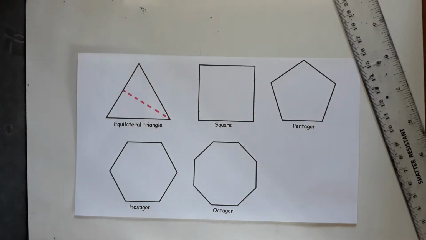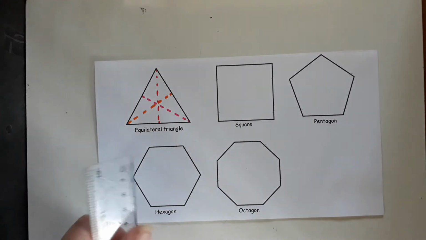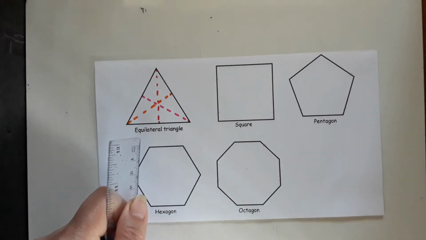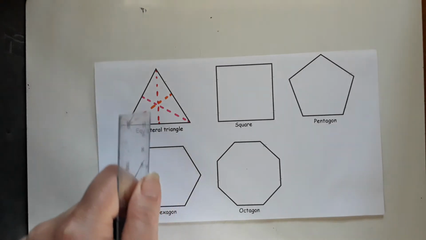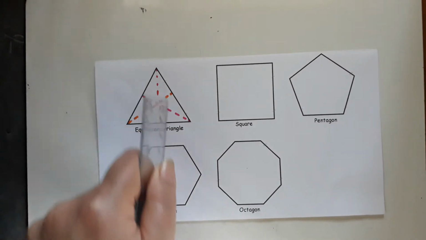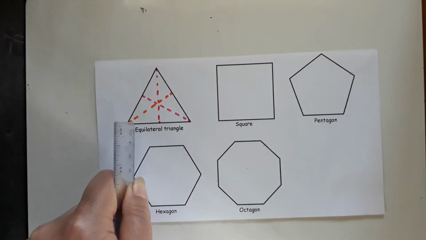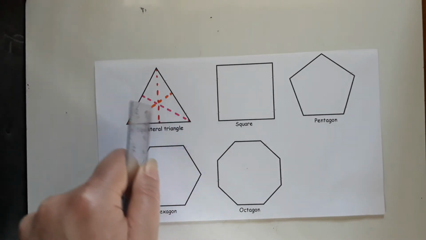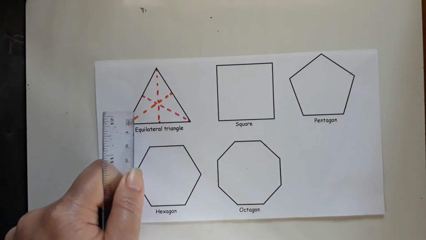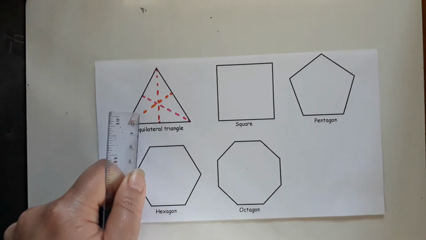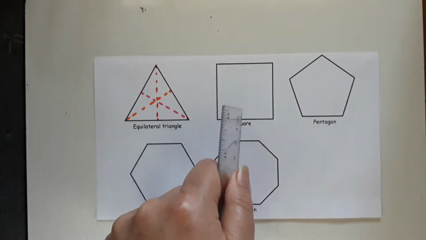I'm going to mark on more now. Okay, so our equilateral triangle has three lines of symmetry. You can see each line of symmetry coming off one vertex and going to the middle of the opposite side. So there are our three lines of symmetry in our equilateral triangle. Okay, so I'm going to do the square now.